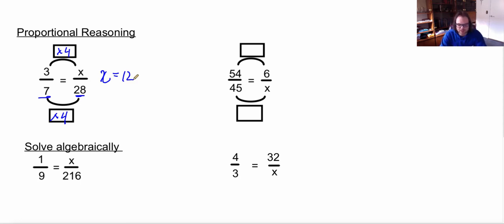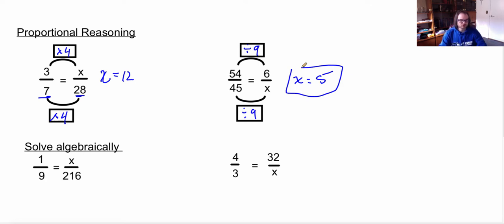Let's try my next one here. Now my x is on the bottom. Here I have 54 multiplied by what gives me 6. So I could either go 6 divided by 54, my small number divided by my big number will tell me how I go that way. So 6 times 9 is equal to 54, so that means I must divide 54 by 9. Here, that means I must divide 45 by 9. And now if I divide 45 by 9, I'm going to end up getting 5.